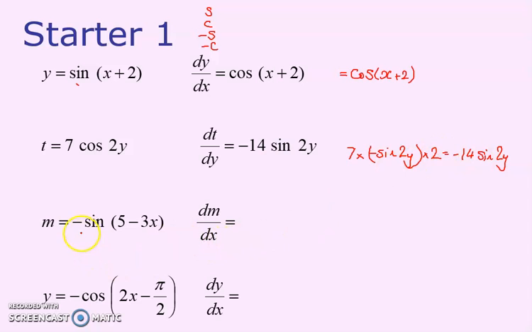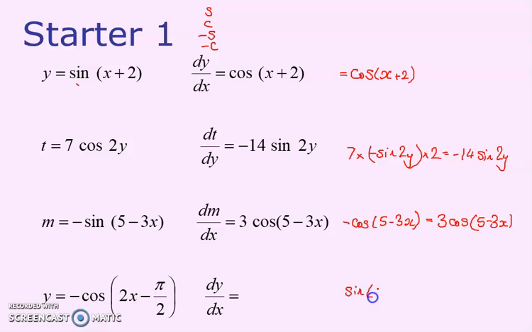The third one starts off at minus sine, so minus sine becomes minus cos. So this becomes minus cos of the bracket. But then I times by differentiation of the bracket, which is minus 3 when I do that. So I reckon I get 3 cos of 5 minus 3x. And the last one, well, it's minus cos, and minus cos, it says at the top, becomes sine. So this is going to be sine of 2x minus pi by 2. A bit weird, but there you go. And then I times the differentiation of that, which is 2, so I reckon it's that.